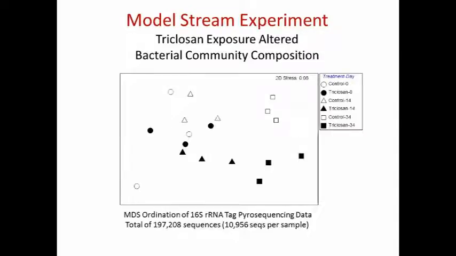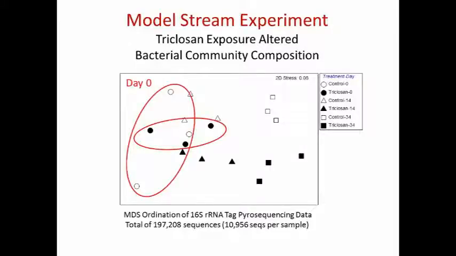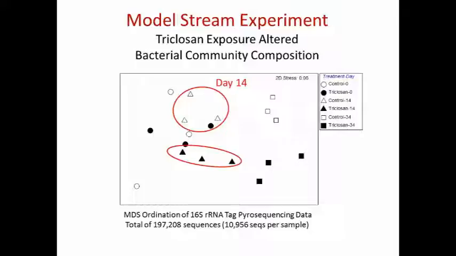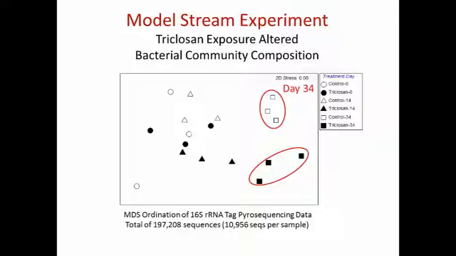We also looked at community composition of these streams over time, at day 0, day 14, and day 34. What we saw was that the triclosan addition did result in a change in community composition. So here's our day zeros. The open shapes are the controls, the filled shapes are the triclosan. At day 0, no difference between those two treatments. At day 14, they're beginning to diverge a bit. And then by day 34, a significant difference in community composition between the control and the treatment.